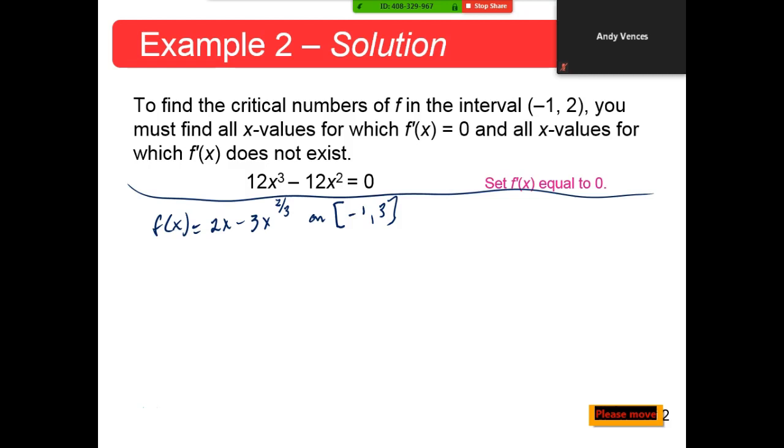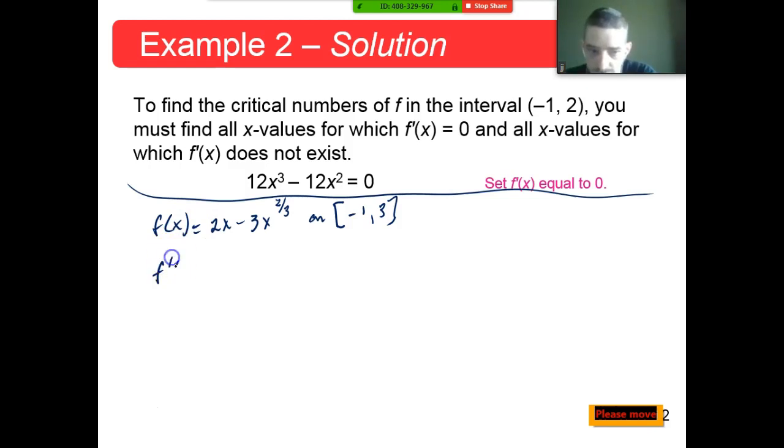In fact, there's not any places anywhere where it's not defined. Cube roots you can take of positive numbers and negative numbers, okay? Square roots you can't, fourth roots you can't, any even root you can't, but odd roots you can. So cube root, perfectly fine. So number 1, this function is defined everywhere on the interval. They didn't say that, but it's not a bad idea. What do you do next?